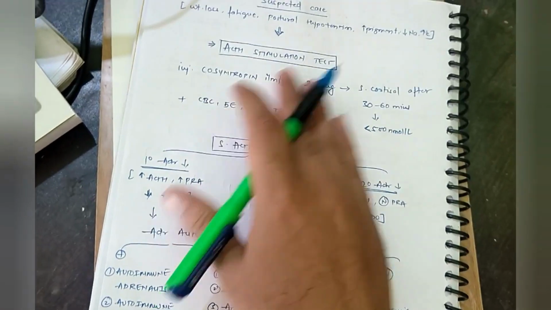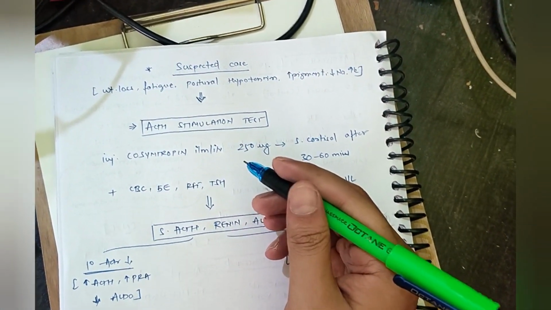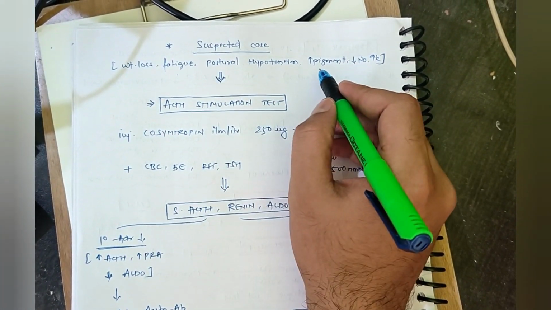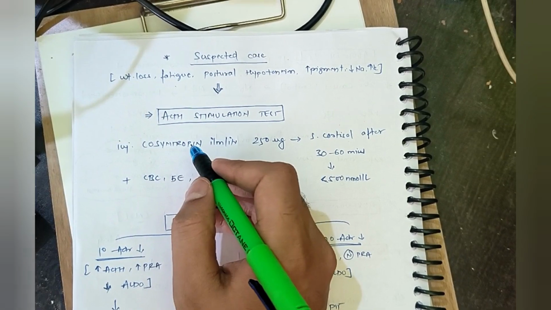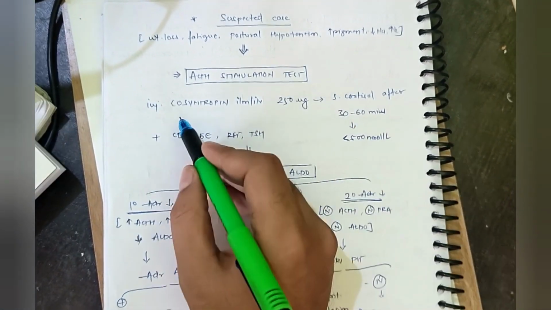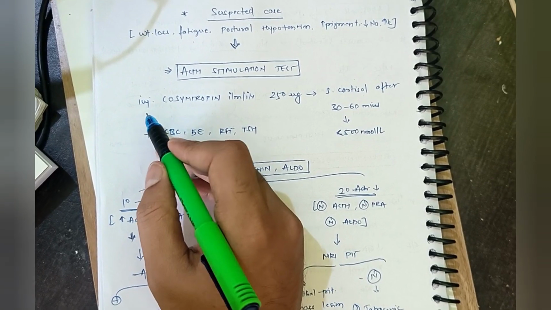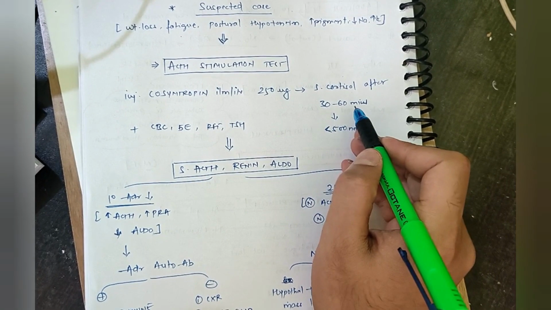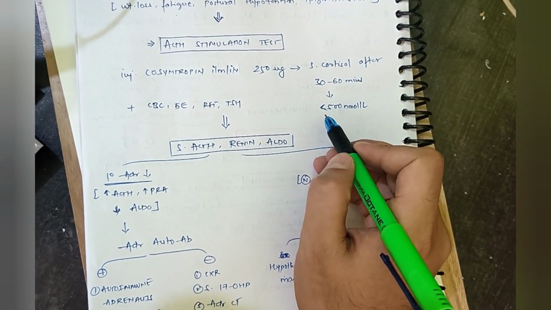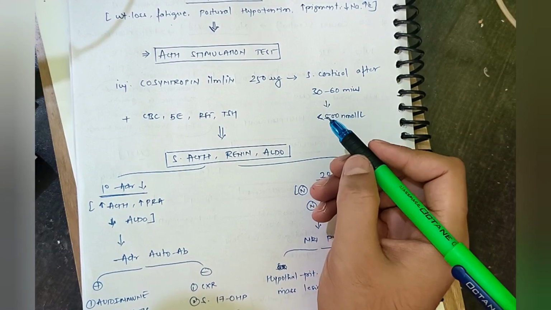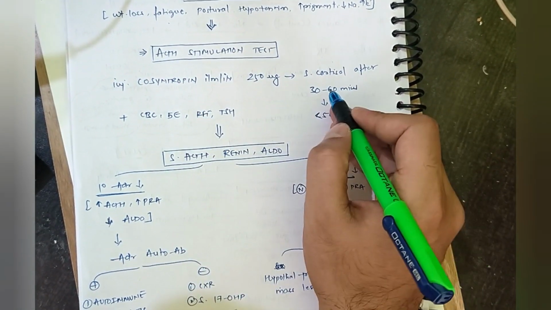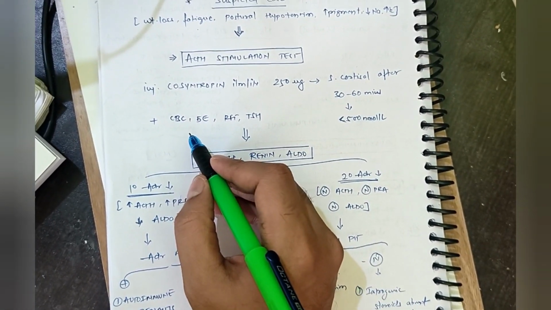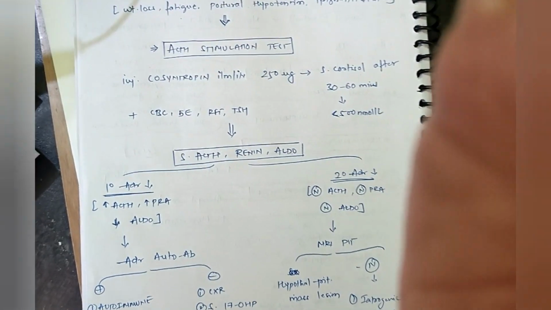So this is the approach given in Harrison. When a patient comes with suspected Addison's disease, with a history of weight loss, fatigue, postural hypotension or hyperpigmentation, hyponatremia, hyperkalemia, what you do next is the ACTH stimulation test, also called the cosyntropin test. In this, you give injection cosyntropin 250 microgram IM or IV, and after 30 to 60 minutes you check the serum cortisol levels. If it's less than 500 nanomoles per liter, that becomes a diagnosis, because we are giving cosyntropin, it should stimulate the cortisol more, but it's not stimulating that much production. Other than that, we have to see CBC, serum electrolytes, RFT, thyroid tests and all.